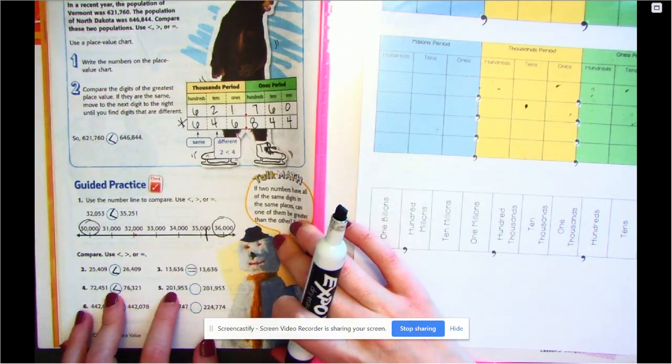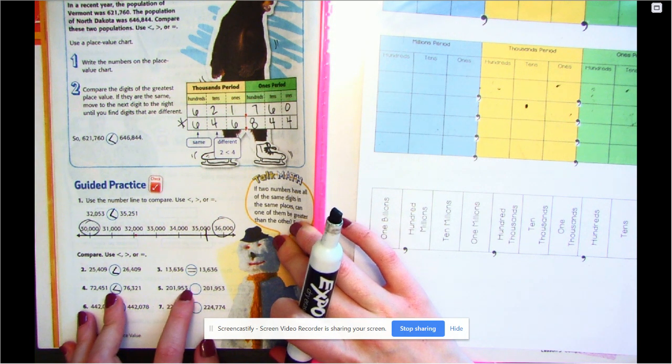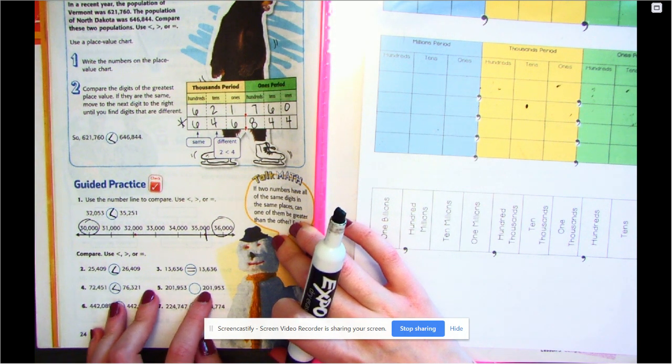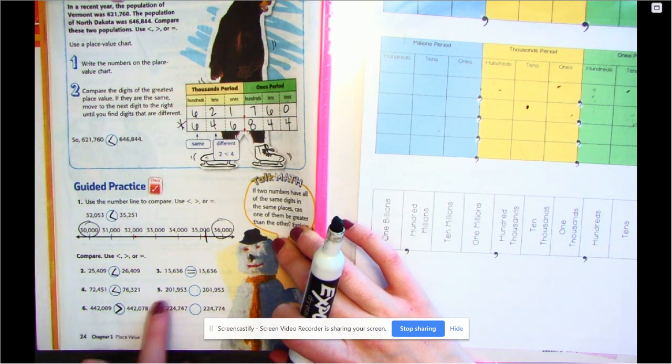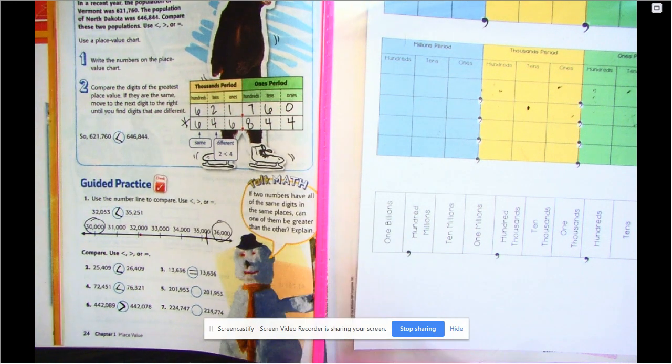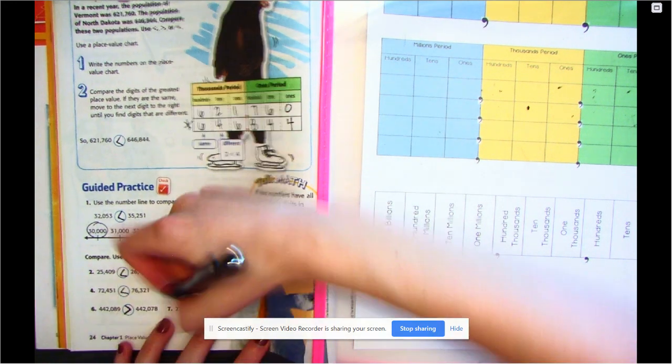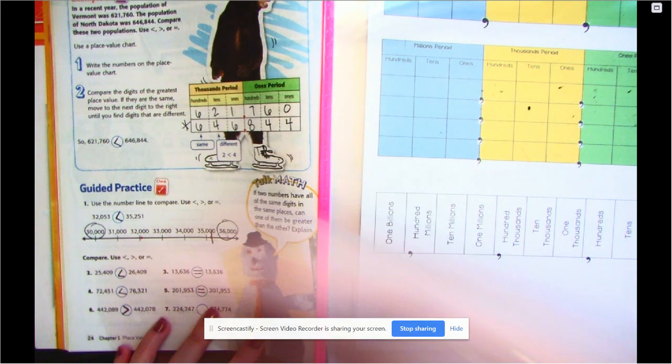This next one, we've got 201,953 and 201,953. I'm not going to write that one because I can see that each digit is the same in the same place values. So those also must be equal. So I'm going to put an equal sign there.